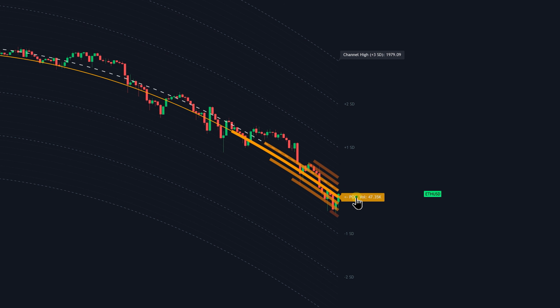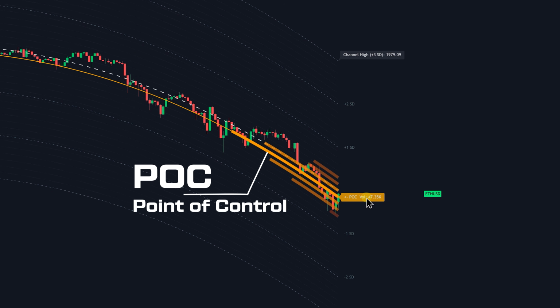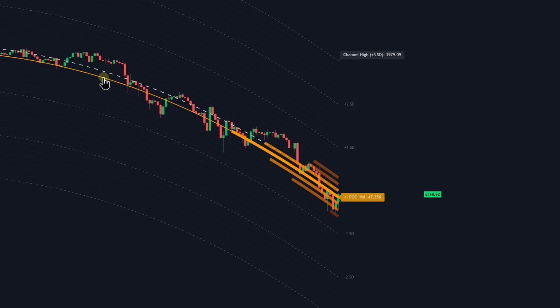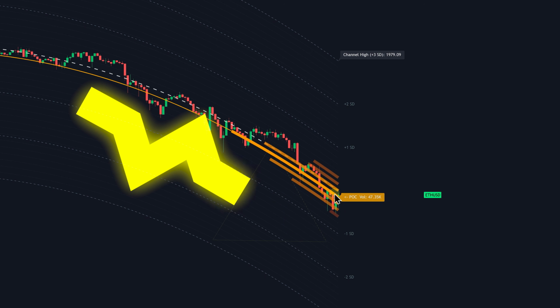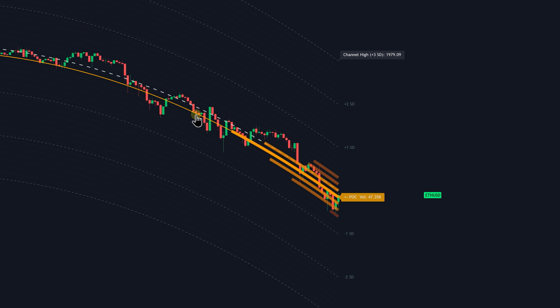Now, the most important level is the POC, or point of control, which is the level where the highest amount of volume happened inside this regression window. In this example, price is below the main regression line, the direction is bearish, and the POC is acting like a major volume level inside the current trend.